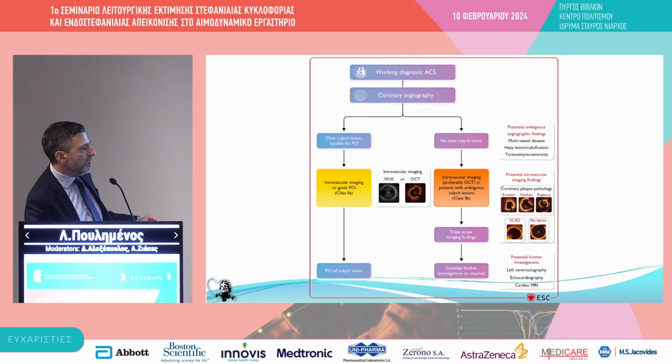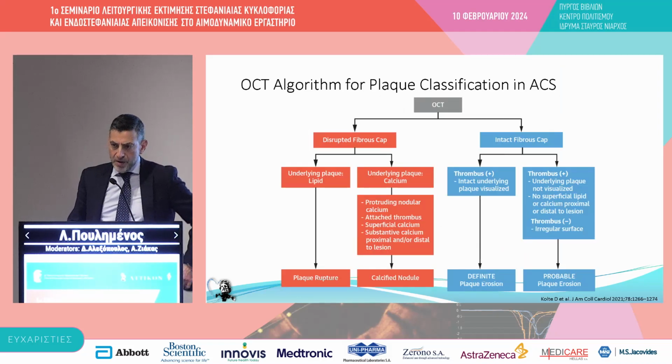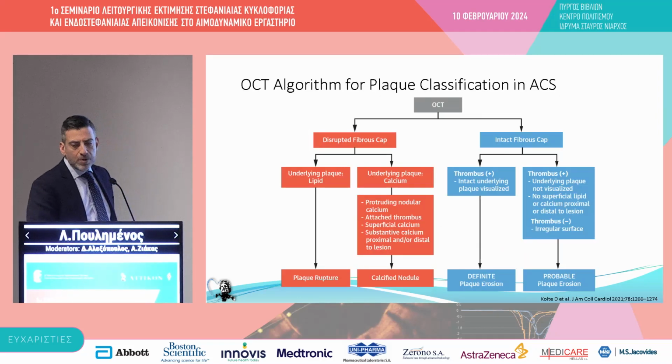And as Professor Pareek showed you in the previous talk, intravascular imaging, and preferably OCT, is a class 2B in patients with ambiguous culprit lesion in order to characterize erosion, nodule, rupture, SCAD, or no lesion for these patients. Furthermore, with OCT, we may characterize plaque, and this has therapeutic implications apart from diagnostic ones.